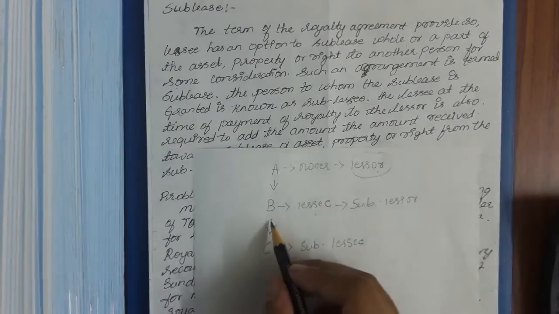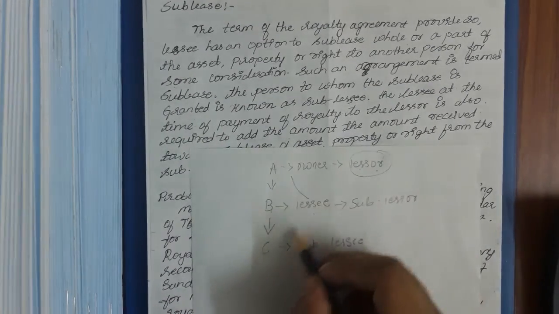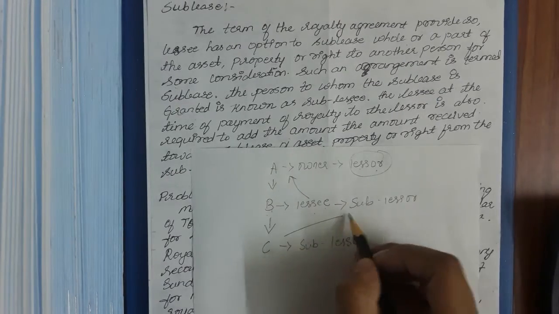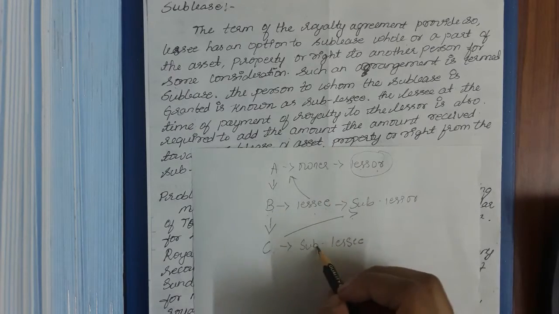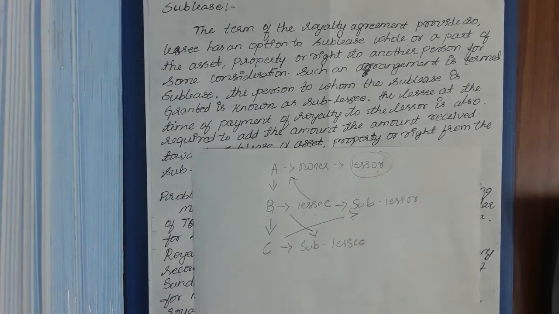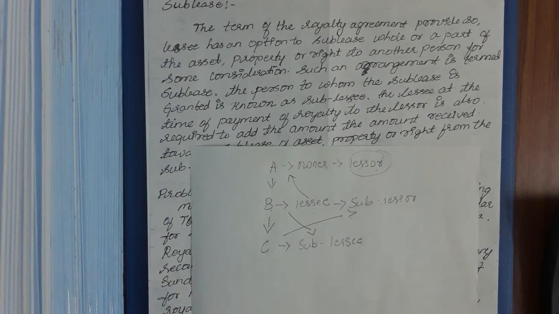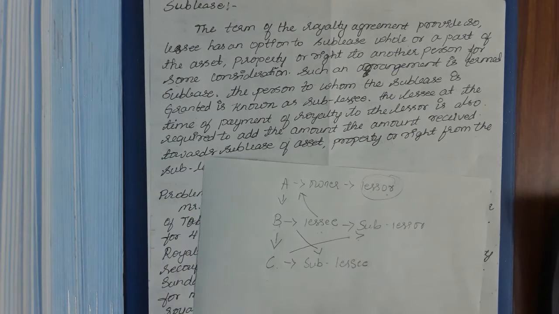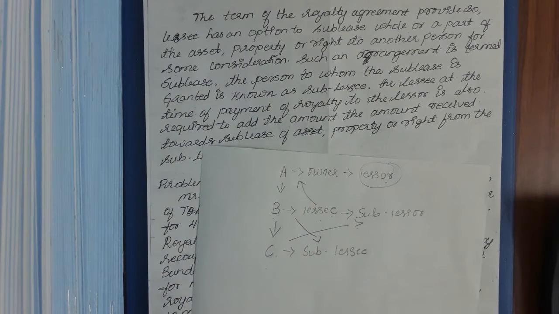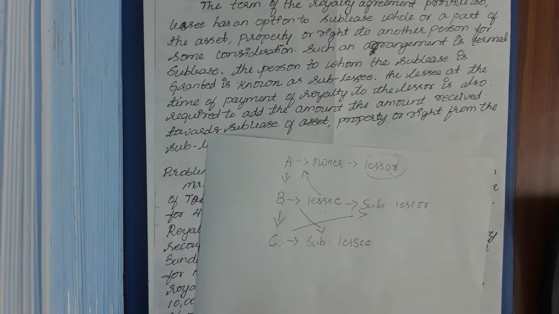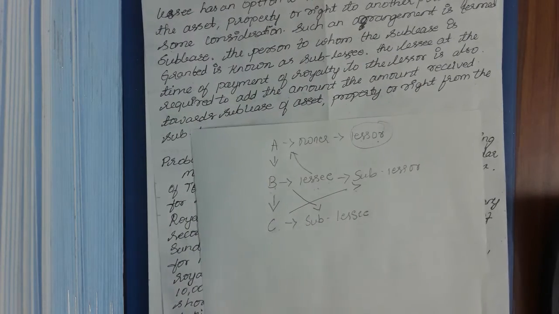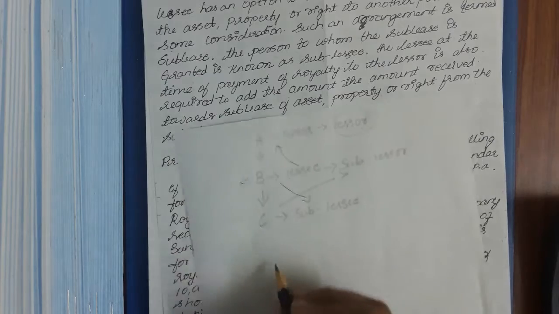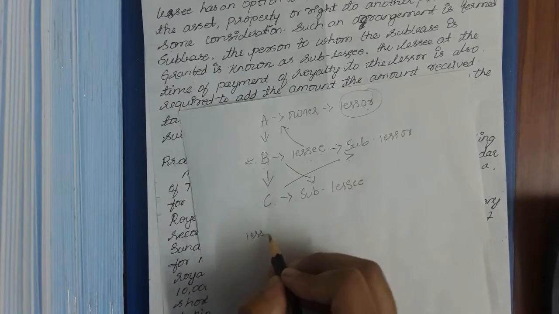A is a lessor. B will be lessee for A, and sublessor for C, and C will be sublessee for B. Understood this much? So this is all about the sublease, and let's see how to solve the problem under sublease. The journal and ledger accounts will be the same as they are, but you need to prepare them in the books of the lessee.